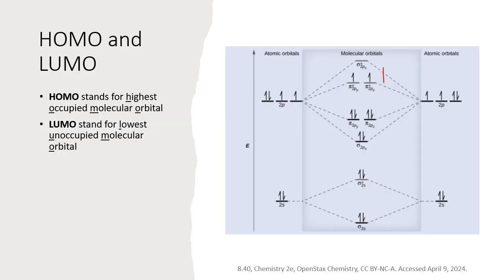HOMO stands for highest occupied molecular orbital. For this molecular orbital diagram, the pi 2p y star and the pi 2p z star are the highest occupied molecular orbitals. They're degenerate, so we list them both as HOMO. LUMO stands for lowest unoccupied molecular orbital. For this molecular orbital diagram, that is the sigma 2px star orbital.